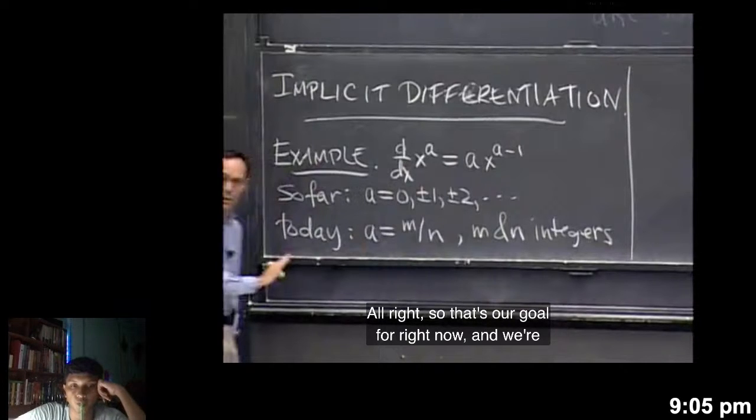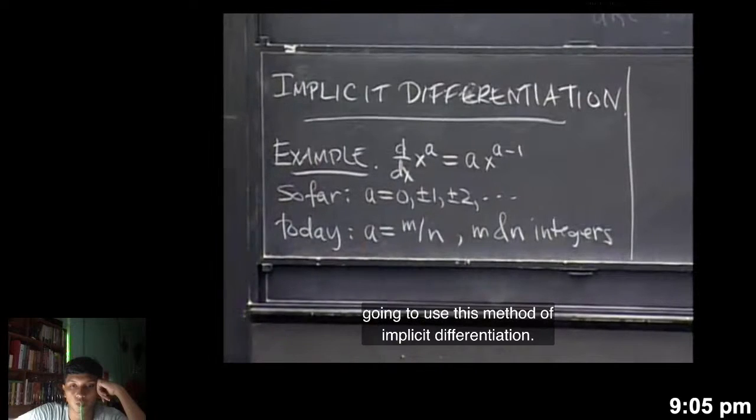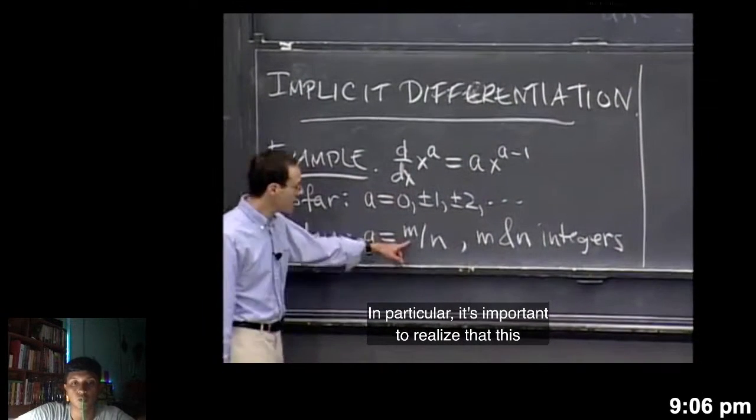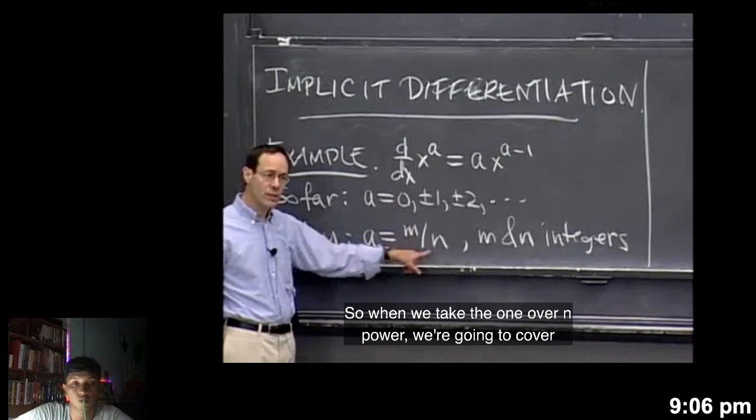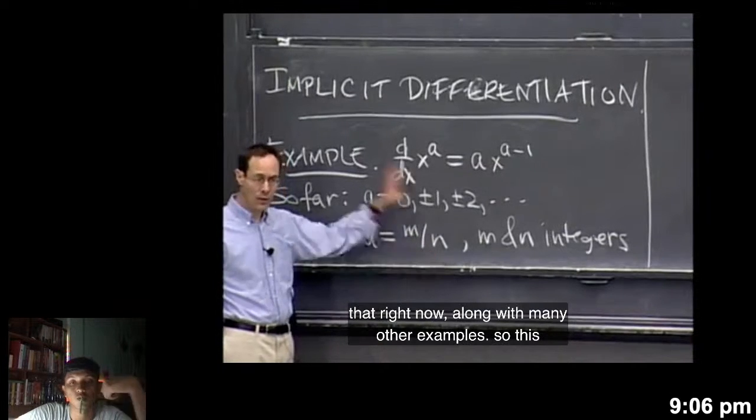For right now, we're going to use this method of implicit differentiation. In particular, it's important to realize that this covers the case n equals 1, and those are the nth roots. So when we take the 1 over n power, we're going to cover that right now, along with many other examples. Okay? So this is our first example. So how do we get started?